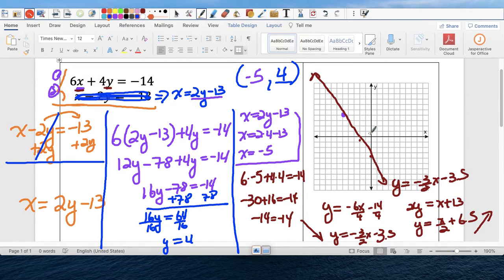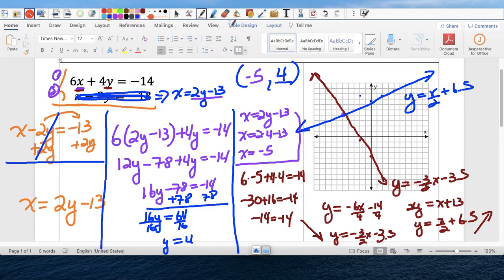Let me change that. 1, 2, 3, 4, 5, 6.5. And the slope is 1 over 2, so 1 over to the right. So again, it's a line that looks like that. This is my second line: y equals half x plus 6.5.